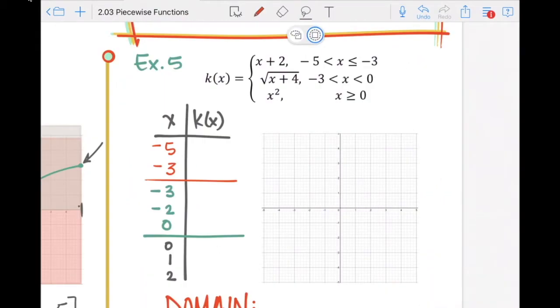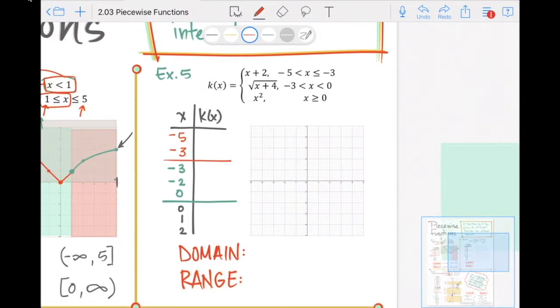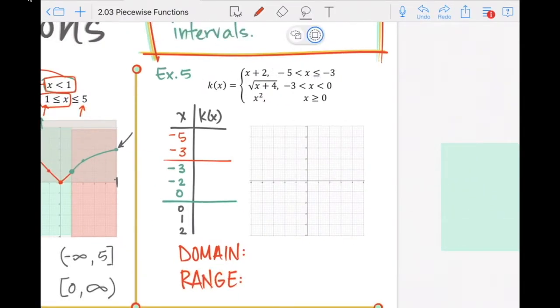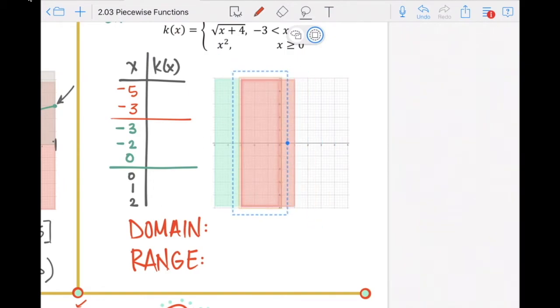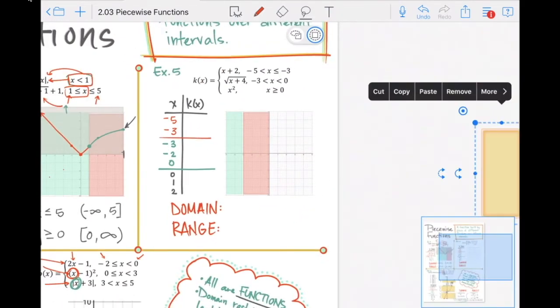Okay, let's move on to example 5. So first, let's just pay attention to the different types of functions we're dealing with in this piecewise. We've got a line here, we've got a square root function here, and we've got a parabola here. So I'm going to go ahead and highlight our intervals on our graph. So the first interval we have is -5 to -3, which is about right there. And then our second interval is -3 to 0, so about right here. And the third interval is anything greater than 0.